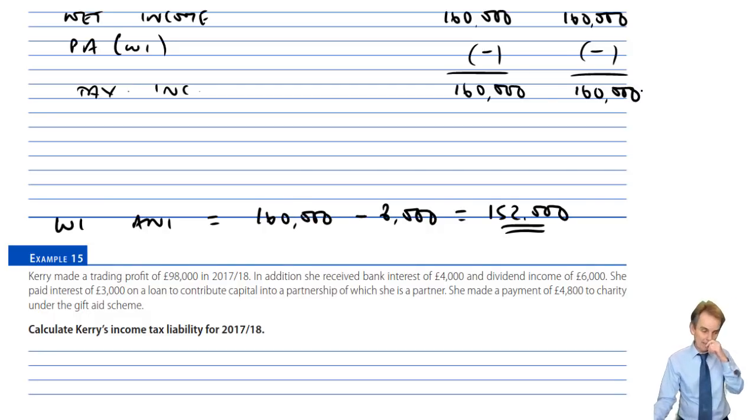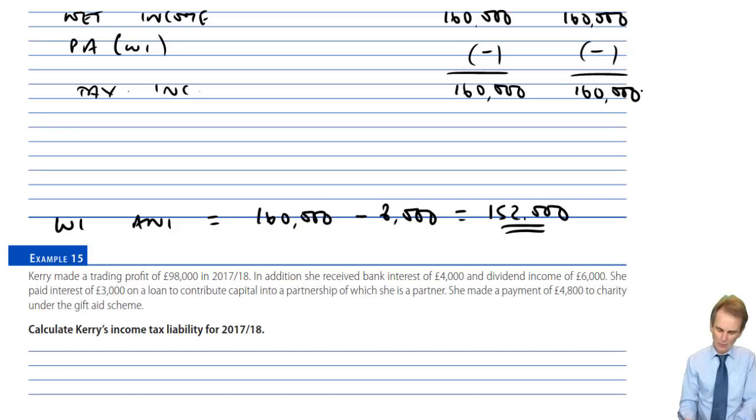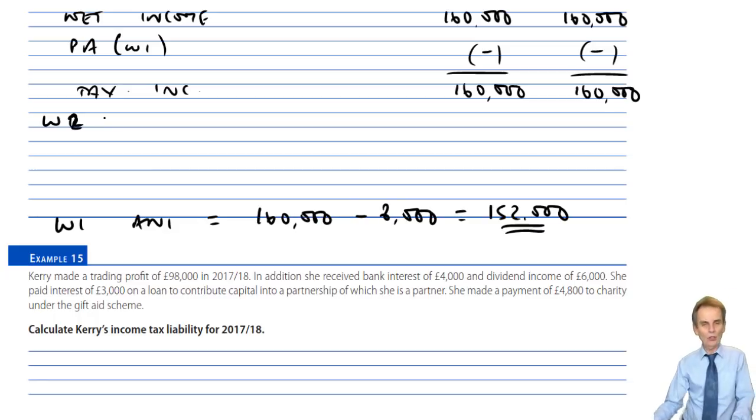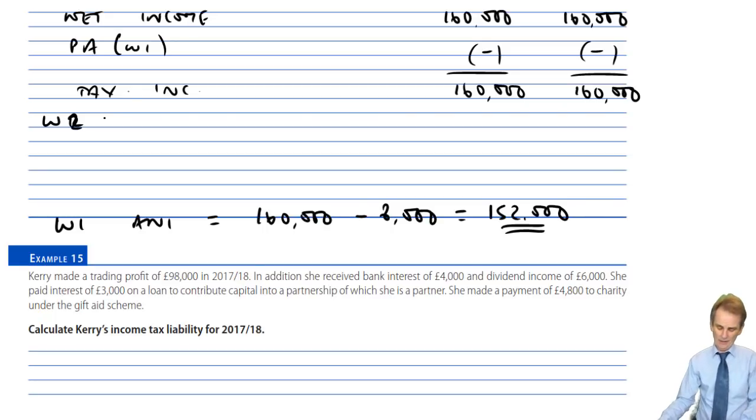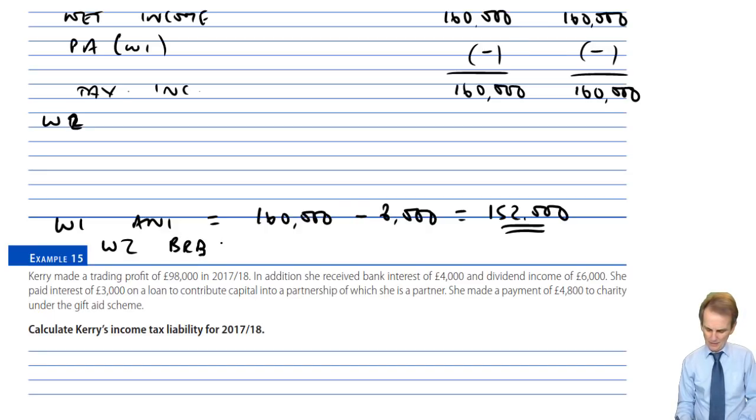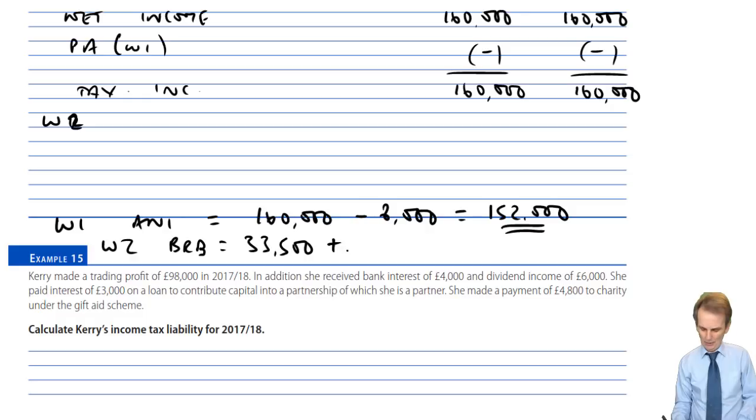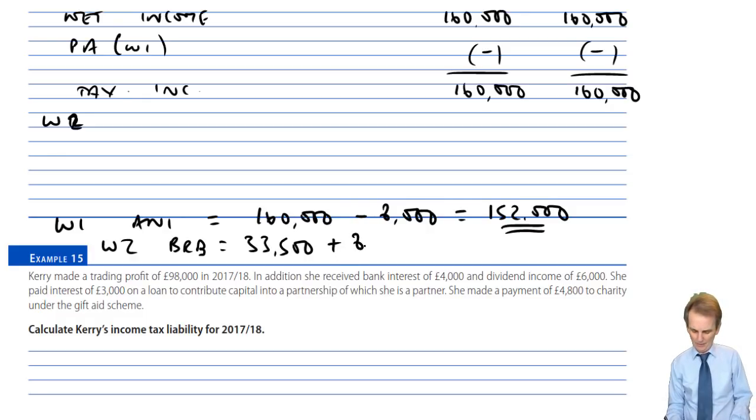But now, of course, we need to tax that taxable income. So what you've now got to do in working 2 is to work out your extended basic rate and indeed higher rate band limits. So working 2, your basic rate band limit would be, what's your normal basic rate band limit, as we saw a moment ago? 33,500. Plus, what is the gross gift aid payment? £8,000.